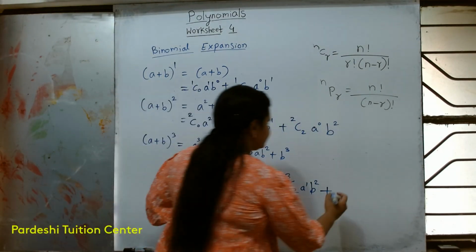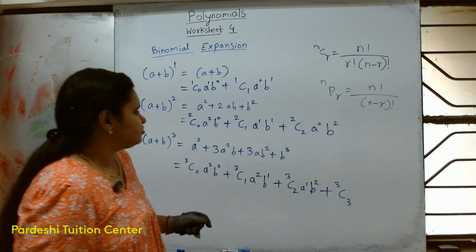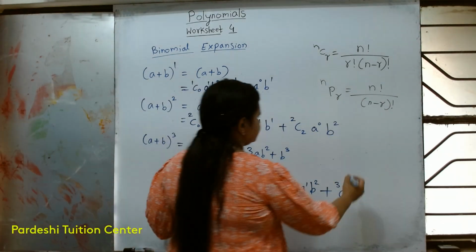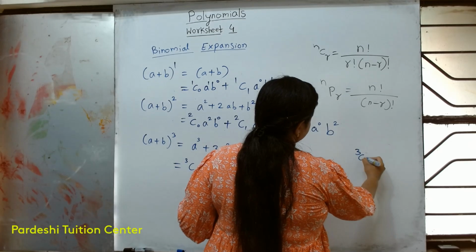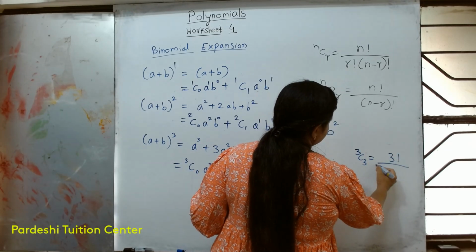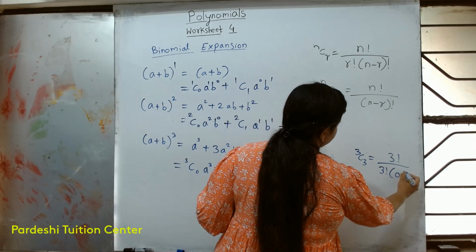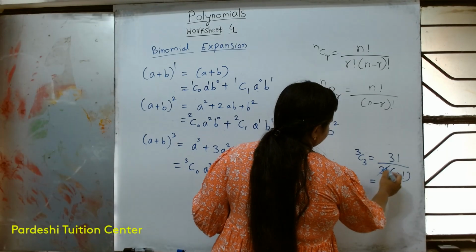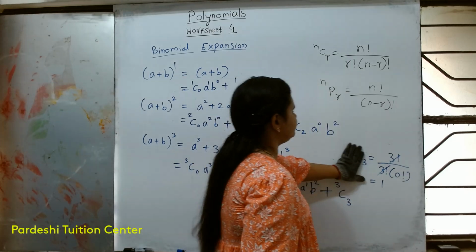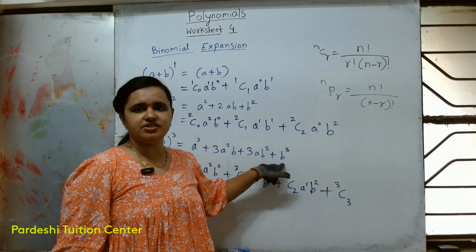Now for b cube, here we have 3C0, 3C1, 3C2. Now what will it be next? It will be 3C3. Okay. Now 3C3, if I check it, it is n factorial, that means 3 factorial upon r is 3 factorial, upon 3 minus 3 is 0 factorial. So it will be again 1. The coefficient is coming as 1. So here also the coefficient is 1.